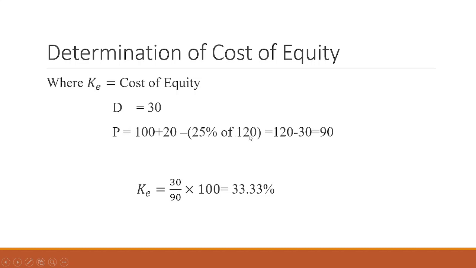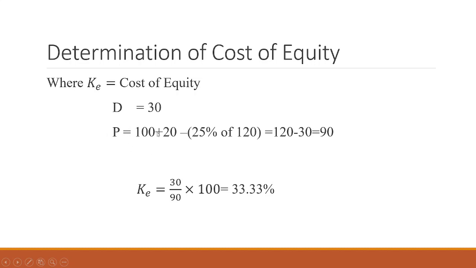Sometimes issue expenses may be calculated on the face value, sometimes on the issue price. In this case it is calculated on the issue price. So 100 plus 20, 120 is the issue price, 25% of 120 is 30. So 120 minus 30 is equal to 90. So P is equal to 90. Net proceeds per share is equal to 90. Cost of equity is equal to dividend 30 divided by 90 net proceeds per share into 100, which is equal to 33.33%.